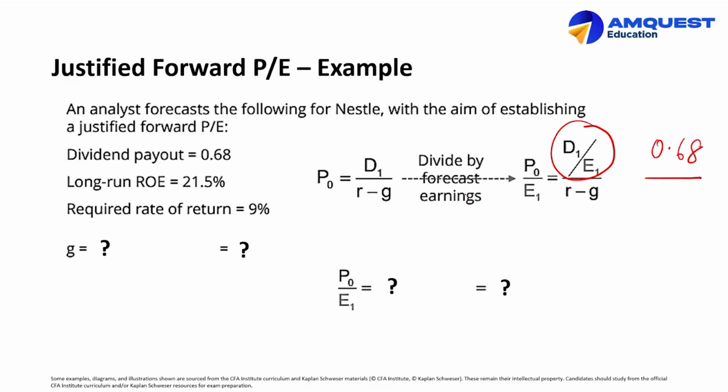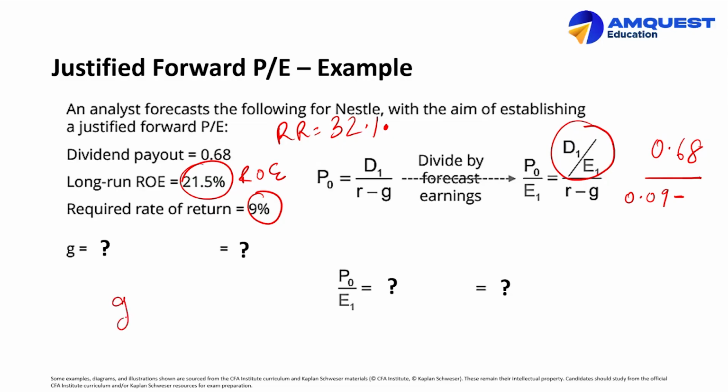Long run return on equity, it is 21.5%. Required rate of return is 9. तो ये है ROE. Payout ratio अगर 68% है, तो retention rate will be 32%. Required rate of return is 9. So this is 0.09. अब मुझे G निकालना है.